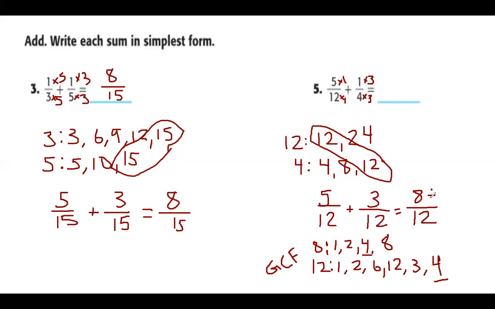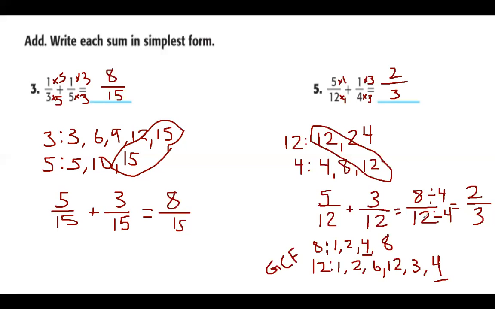So if you remember the lesson on simplifying, we just did it last week. Then you take your GCF, your factor, and you divide the top and bottom of your fraction by that number. So ask yourself, 8 divided by 4 gives me what? 2. And 12 divided by 4 gives me 3. So the correct answer that is simplified should be 2/3.